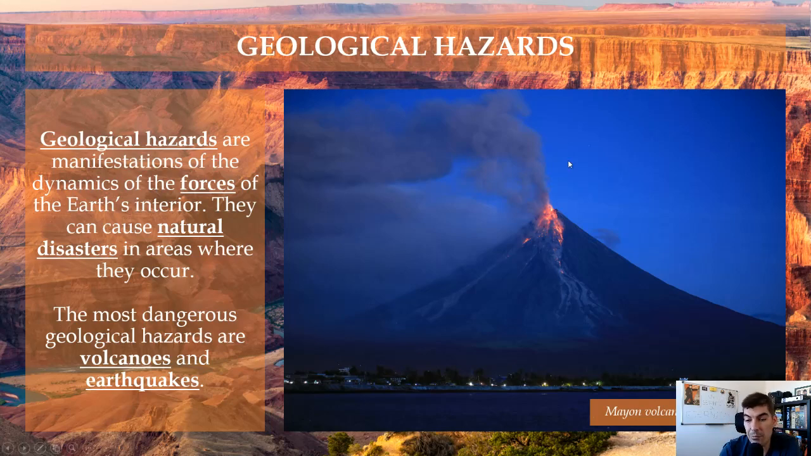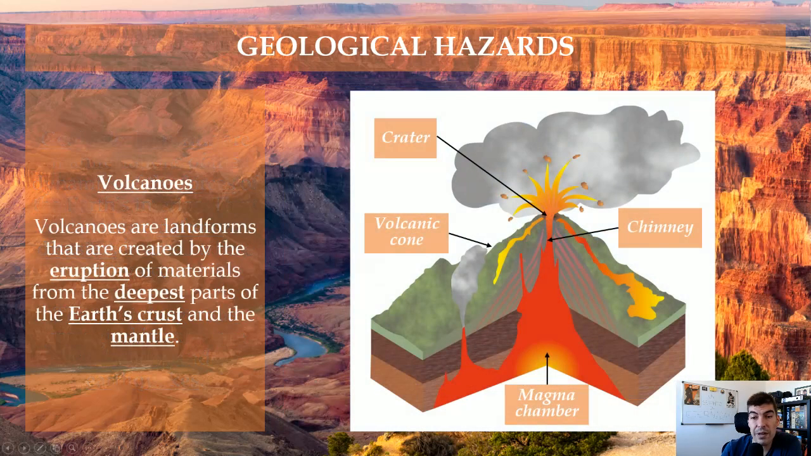Here you have the eruption of the Mayon volcano in the Philippines. So first we're going to talk about volcanoes. What are they? They are landforms. They are mountains that are created by the eruption of materials from the deepest parts of the Earth's crust and the mantle. Okay, they are the eruption of these magma materials. This magma is below the crust, in the upper mantle, and when it comes to the surface, it provokes these volcanic eruptions.